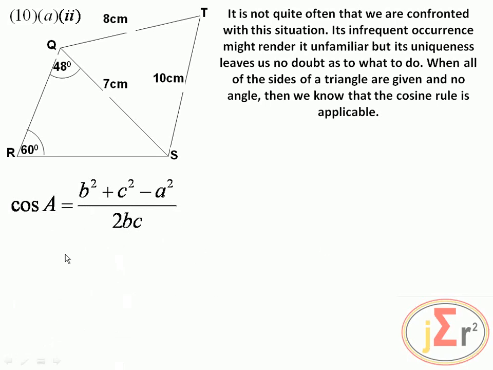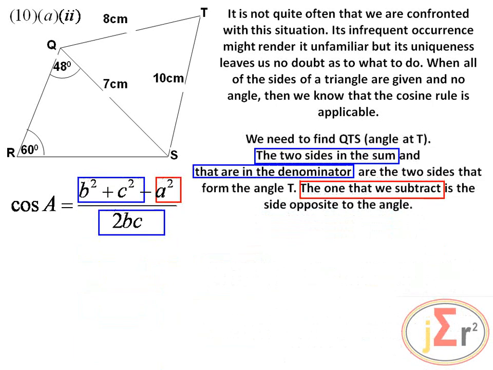And this is a statement of the cosine rule that we are applying, and we'll take a look at what these details mean. There we have it. We need to find QTS, which is the angle located at T. The two sides in the sum, which we have right here, will be what? The two sides that form the angle T, 8 and 10. And this one, which is the one that we subtract, is the other one, which is opposite to the angle T.